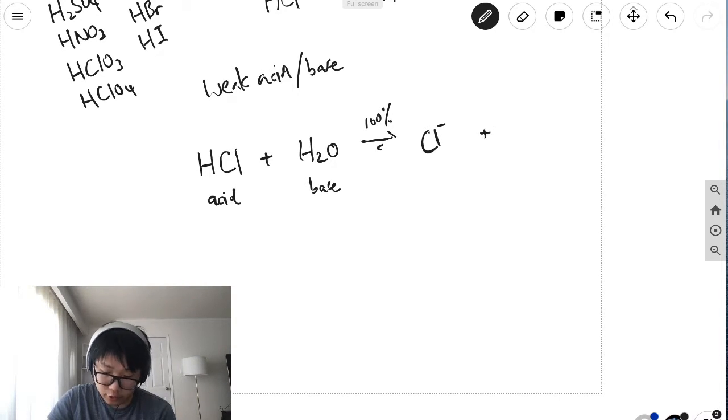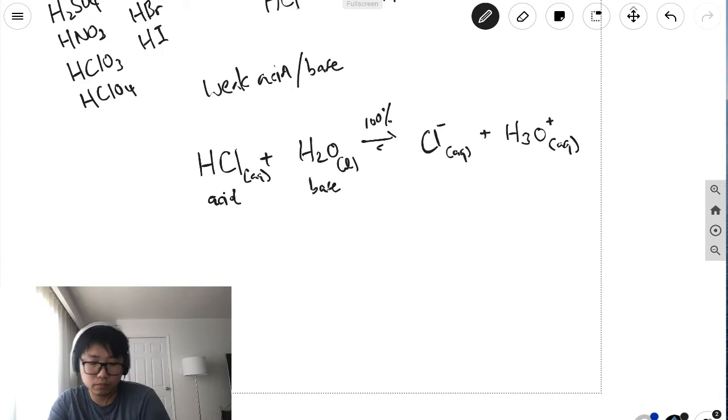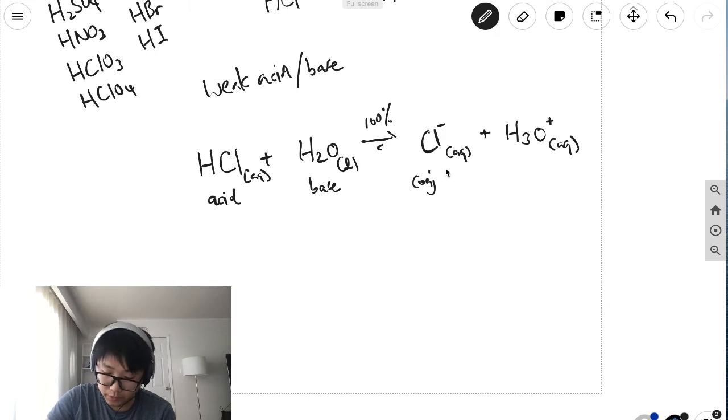And then for the H2O, it received the H plus. Now what is it going to become? It's going to become a hydronium, H3O plus. And it's always a good exercise to identify who is conjugate acid or base. Well, right? So this lost a proton, so it must be the conjugate base.